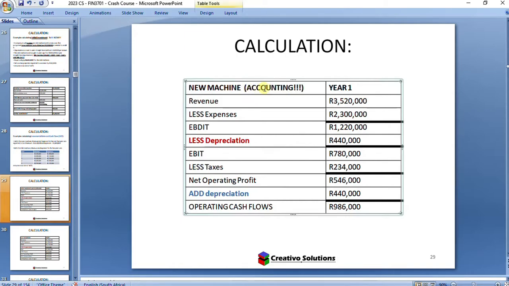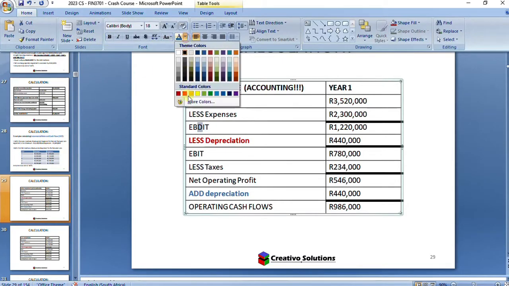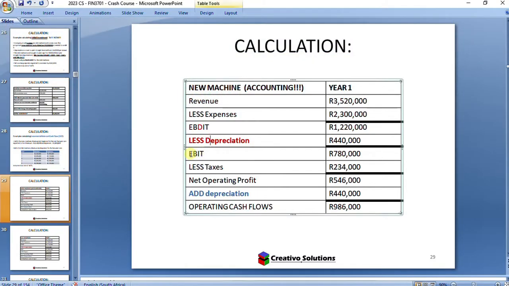Okay, the only difference is you're taking your accounting and you're making it finance because you're going to add back the depreciation. Okay, revenues accounting, less expenses gets you earnings before depreciation, interest, and tax. Okay, that's what EBDIT stands for. Right, I less the depreciation, that's the red. Okay, then I get earnings before interest and tax.